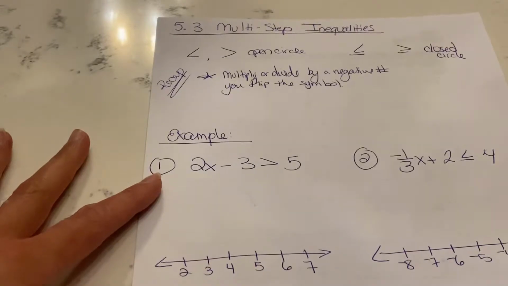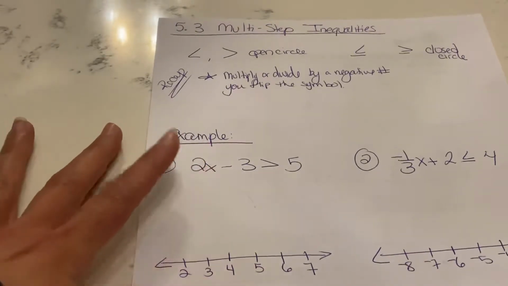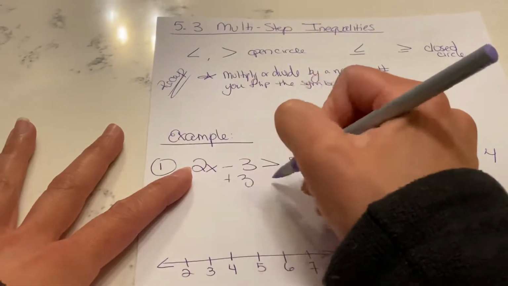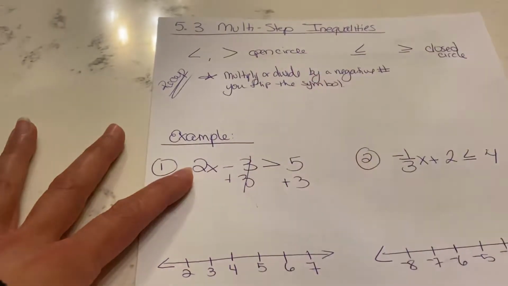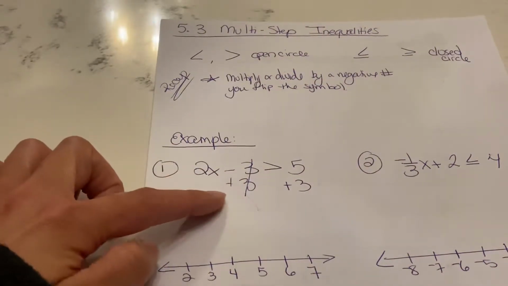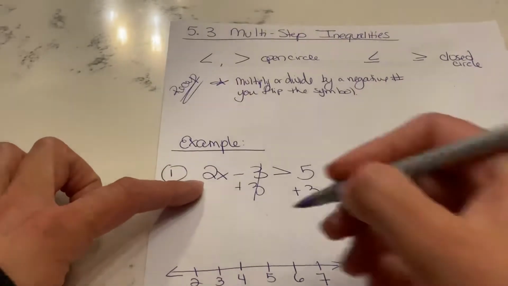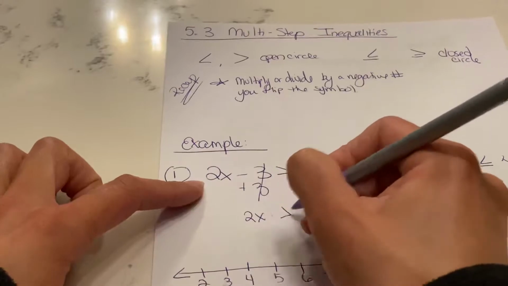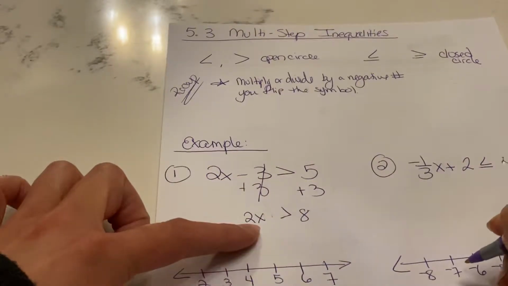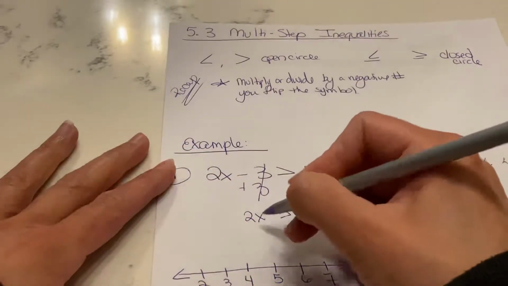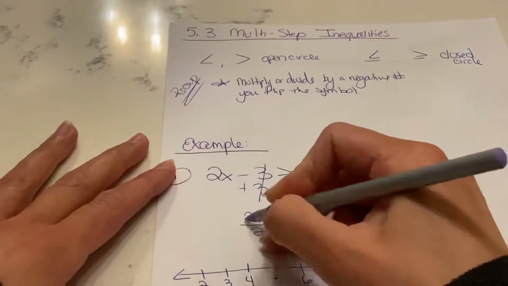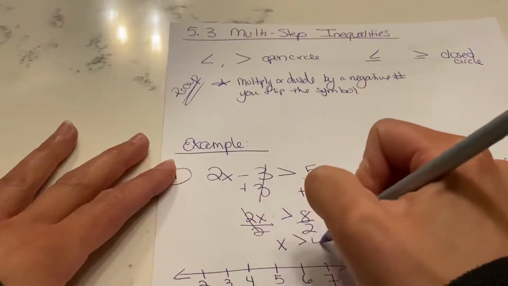So our first step is, what's the opposite of subtracting a 3? Adding a 3. So as you can see, you have to show me, okay, I'm adding the 3 to both sides. It cancels out on the left-hand side. What are you left with? I'm left with 2x greater than 8. Then I still have to isolate the x. So I'm gonna divide by 2. And I get x is greater than 4.